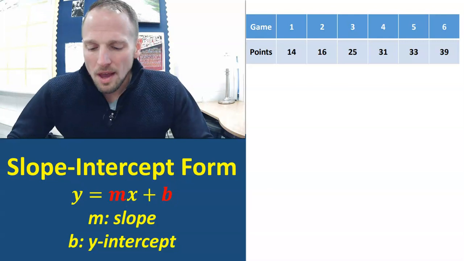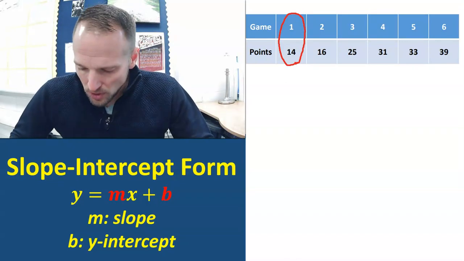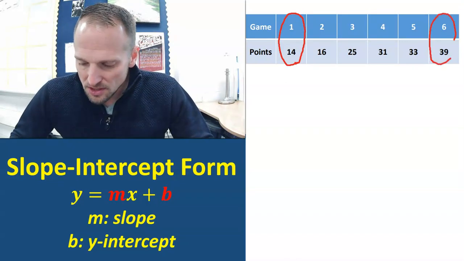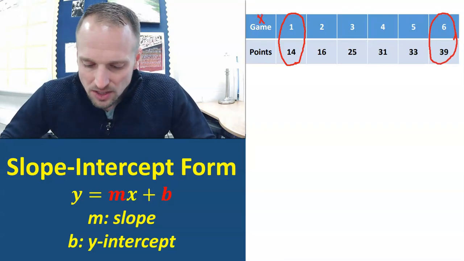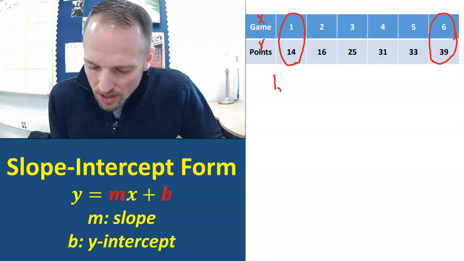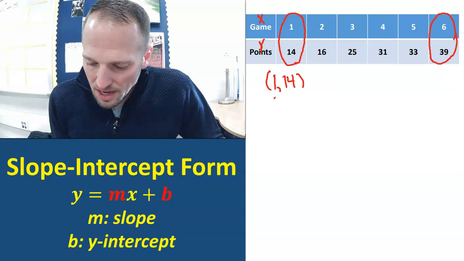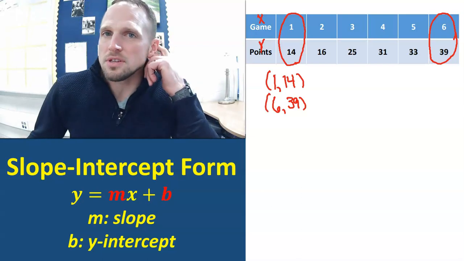So here's what I'm going to do. I'm going to take the smallest point, that's going to be (1, 14), and the biggest point, (6, 39). Now the game would be our x value. The points would be our y value. So I'm going to write these as ordered pairs. In game 1, this team scored 14 points. In game 6, this team scored 39 points. All right? Let's write an equation for this line.